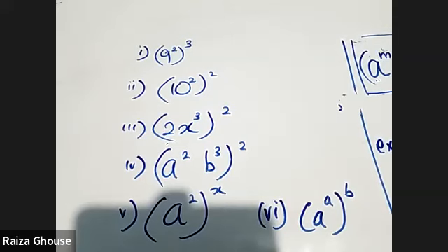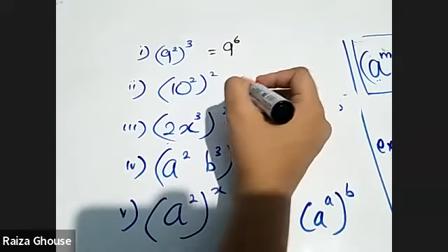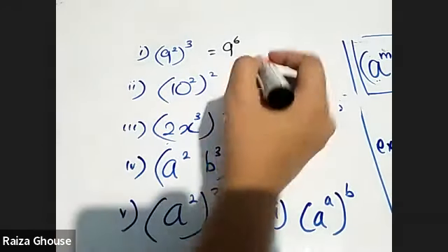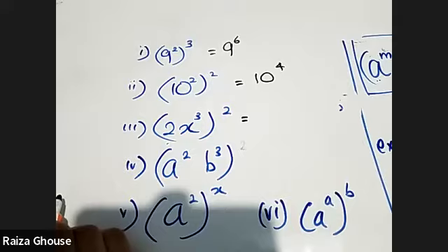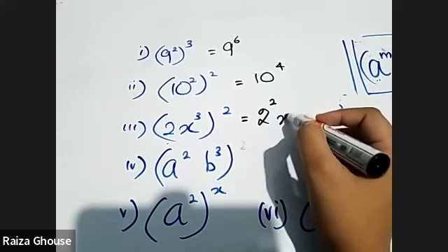Okay, have you finished? Yes. Now we can discuss. First one I'll ask randomly. Rukaiya, can you tell me the answer for the first one? 9 to the power 6. Very good, 9 to the power 6. Sahdia, second one's answer. 10 to the power 4. Sabiha, third one's answer. 2 to the power 2 and x to the power 6. She's telling 2 to the power 2 and x to the power 6.